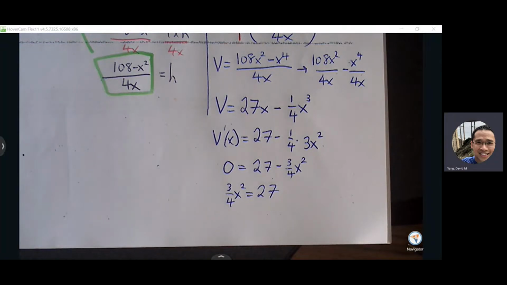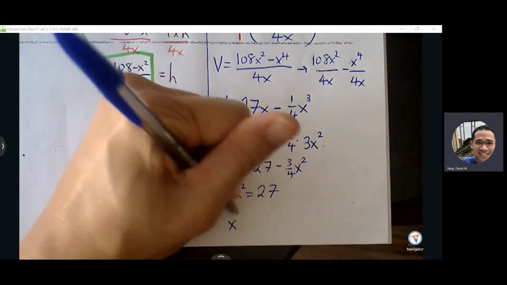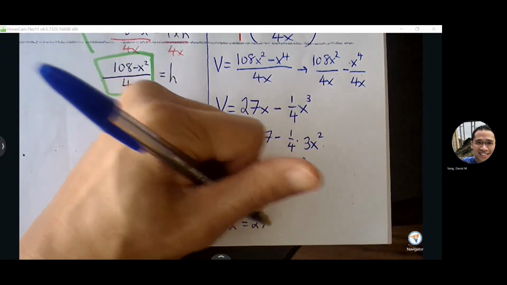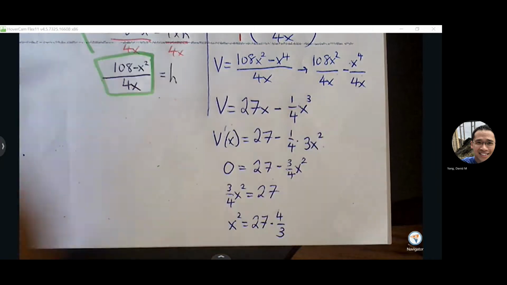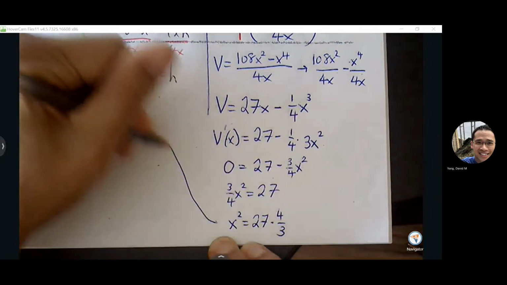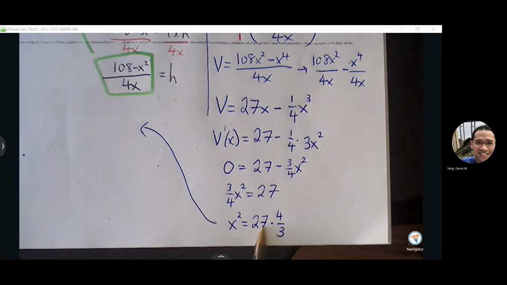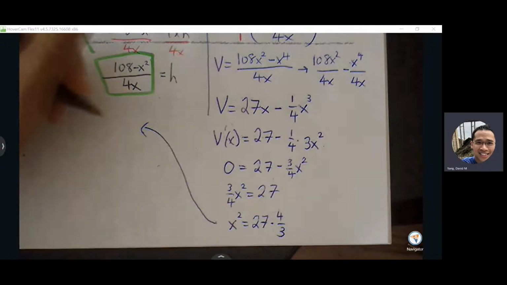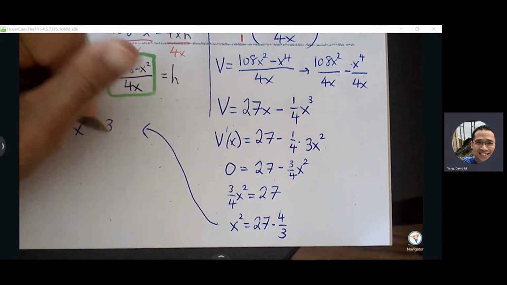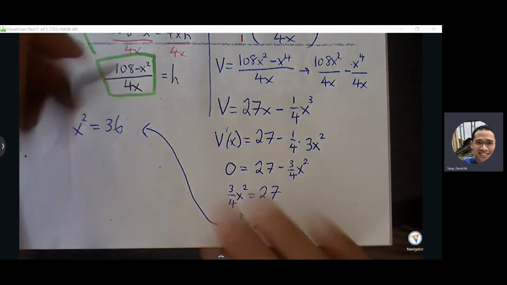Okay. Dividing by 3/4 is the same thing as multiplying by the reciprocal. Okay, do some cleanup here. 27 divided by 3 is 9. 9 times 4 is 36. So x squared equals 36. We take the square roots.